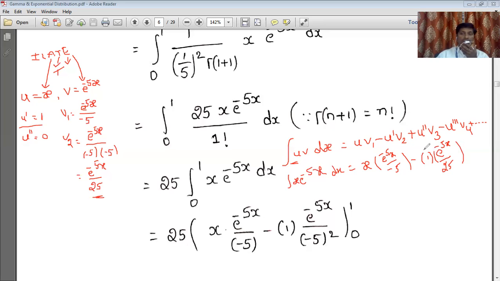Now next, if you extend this formula, u double dash is nothing but 0. So from here onwards, it terminates. So only this one we got. And we are calculating here between the limits 0 to 1. So here you need to know that first we need to substitute x as 1, the upper limit. And what we get here is 1 into e power minus 5 by minus 5. So this is what we get if you substitute the upper limit. Next, minus e power minus 5 by 25.